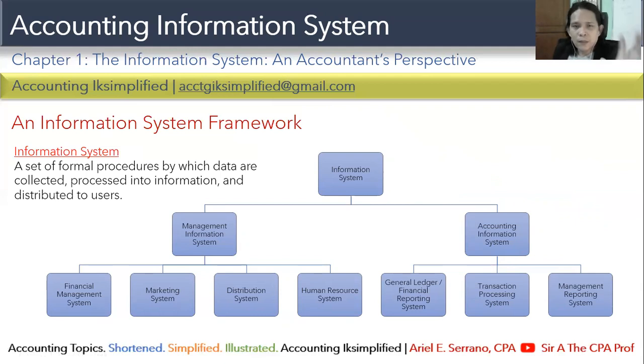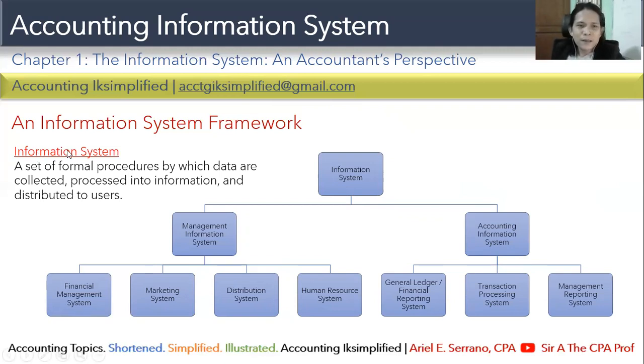Now, na-define na natin what is an information, what is a system. O, define na natin, information system. When we talk of an information system, which is this one at the top, it is a set of formal procedures by which data are collected, processed into information, and distributed to users. Now, dito papasok yung tinatawag natin na IPO model, no? The input, process, output. Okay? There is an input, and that input is being processed para magkaroon ng output.